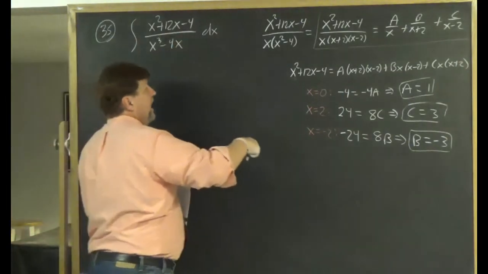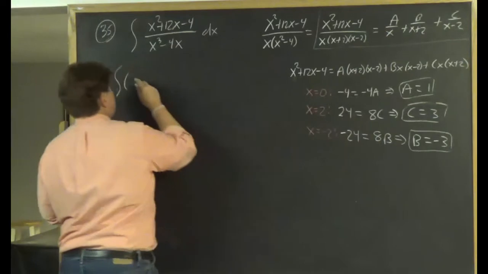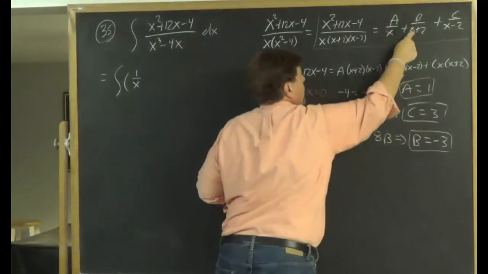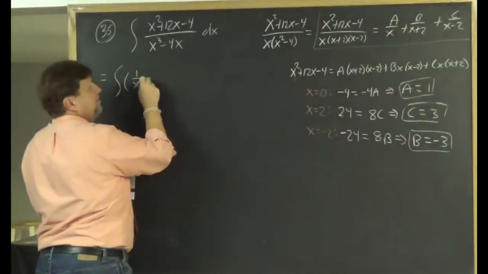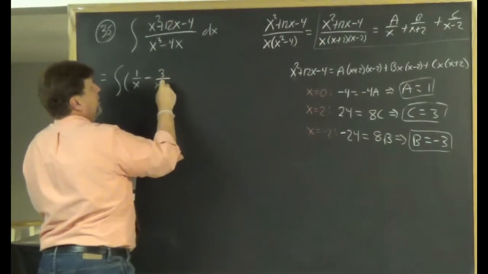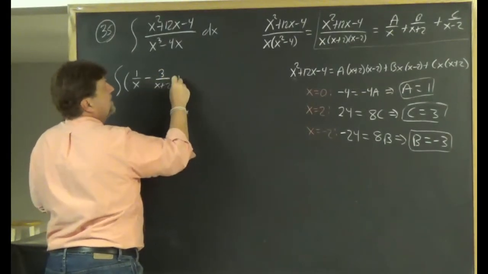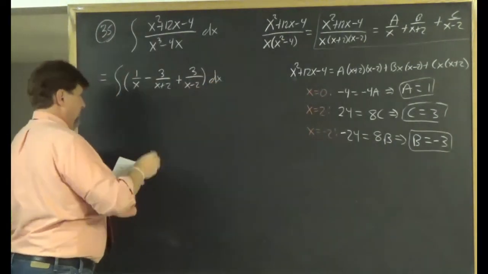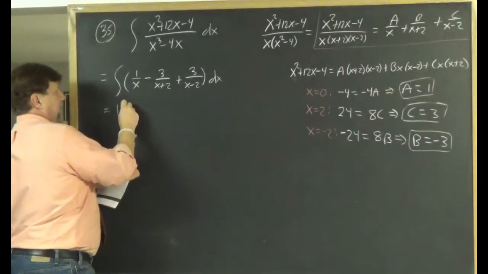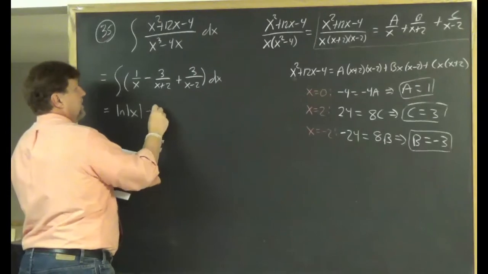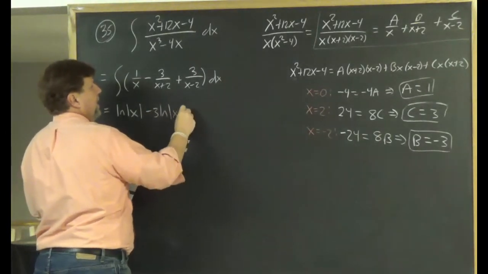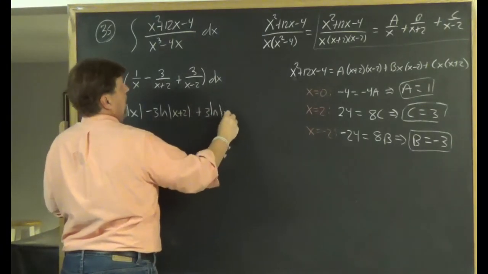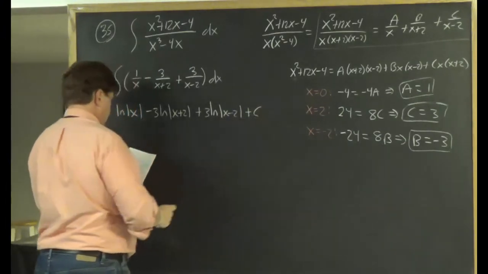We can now rewrite this as a over x, so that's just a friendly 1 over x, plus b over x plus 2, well, instead of plus a negative, I'll make that minus 3 over x plus 2. And then plus c is 3 over x minus 2. Very, very friendly to get an antiderivative here. Natural log absolute value of x, minus 3 natural log absolute value of x plus 2, plus 3 natural log absolute value of x minus 2, plus c.